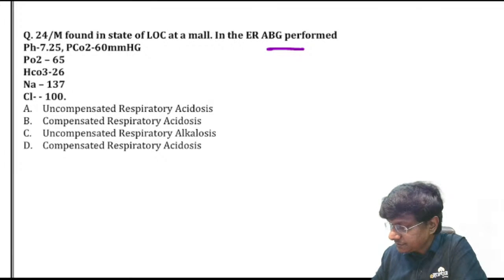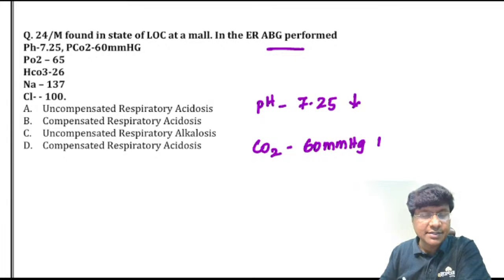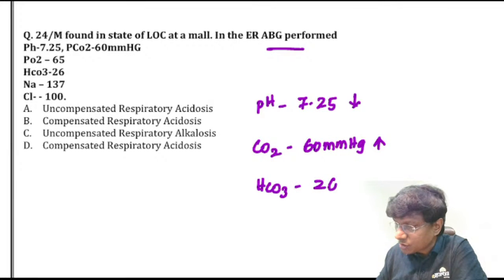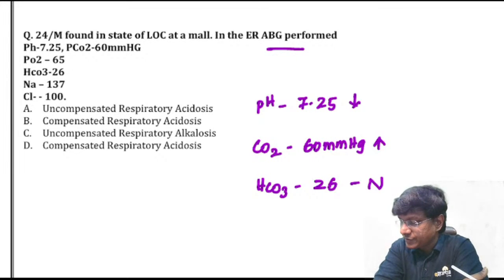If you observe here, how much is the pH? It is 7.25, which is decreased. Then take the carbon dioxide. How much is the carbon dioxide value? It is 60 millimeters of mercury, so we consider that the carbon dioxide level is elevated. Then what has happened to bicarbonate? Bicarbonate is 26, which is normal. With this data, can anyone answer this question?